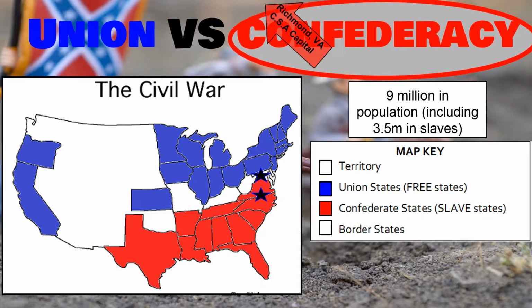So go ahead and label your capital. Richmond, Virginia is the Confederate States of America capital. And when you're done coloring and labeling, move on when you're ready.